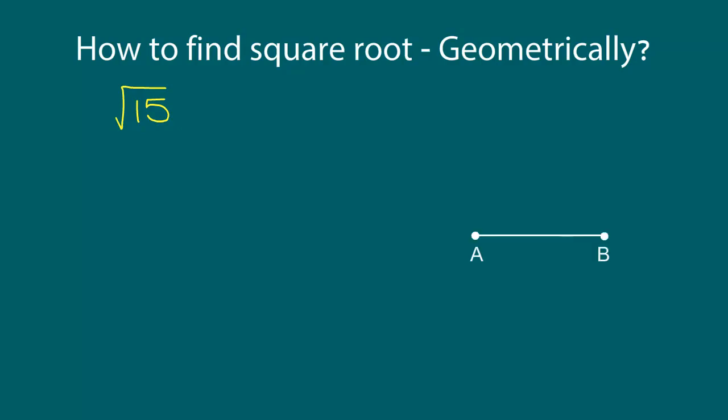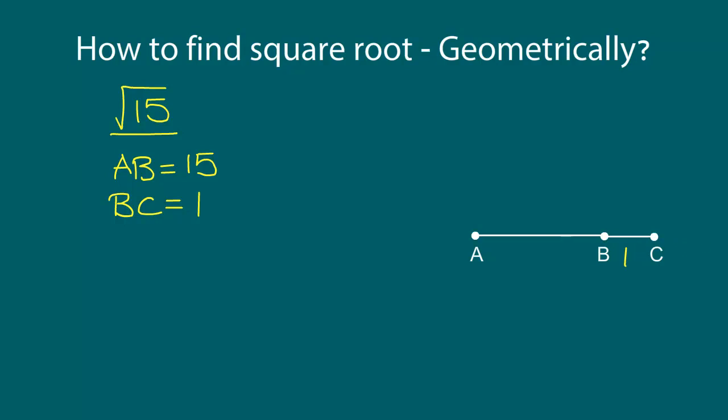This is what we are going to do. First, we are going to draw a line AB such that AB is equal to 15 units. So the length AB is 15. Next, we are going to extend AB to a point C such that BC equals 1 unit. That means the length BC is equal to 1. So again, AB is 15 because we are trying to find out the square root of 15, and BC is 1.